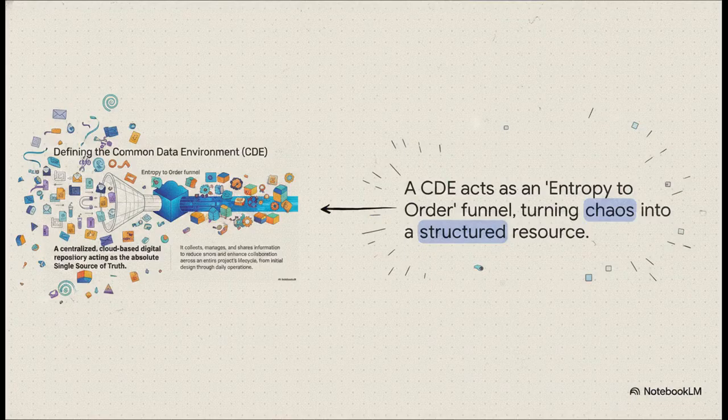I love this analogy. A CDE basically acts like an entropy-to-order funnel. It takes all that messy, disconnected data, the stuff scattered across emails, different spreadsheets, and random files, and it channels it all into one single, structured, totally reliable resource. And this resource serves the project from day one all the way through its entire life.